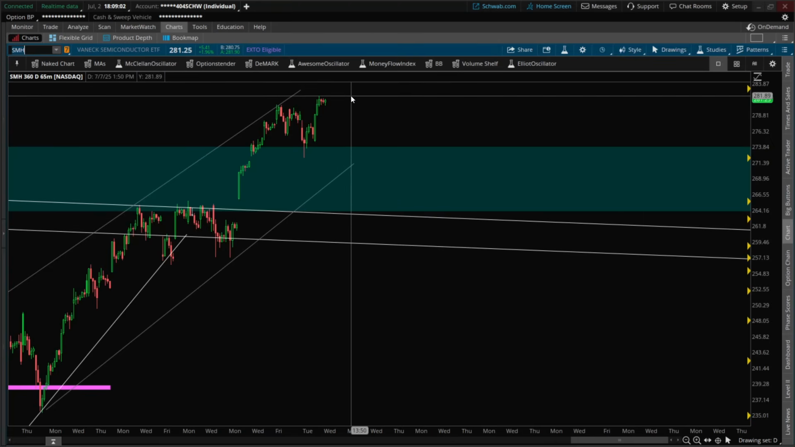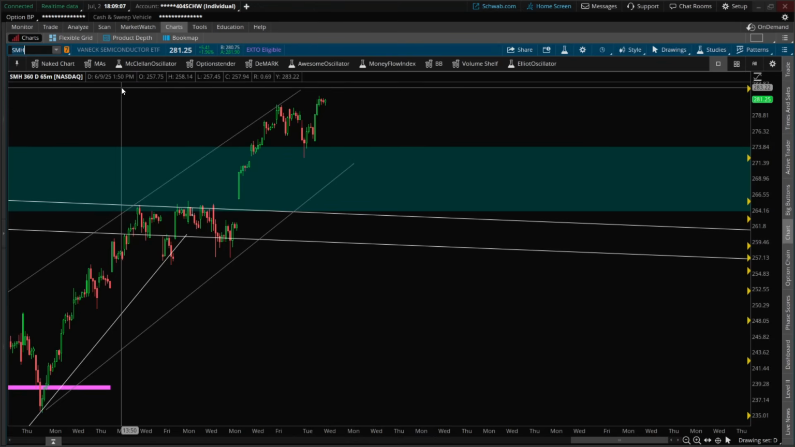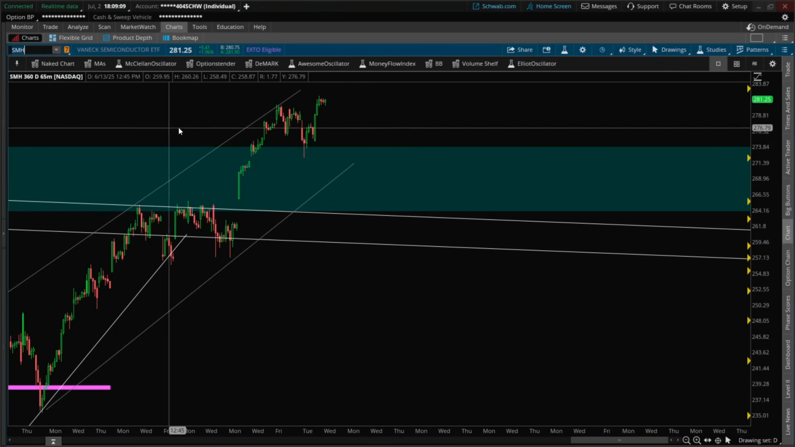Again, there's a bullish situation that we're going to keep an eye on, but you can check that out in the weekend analysis.